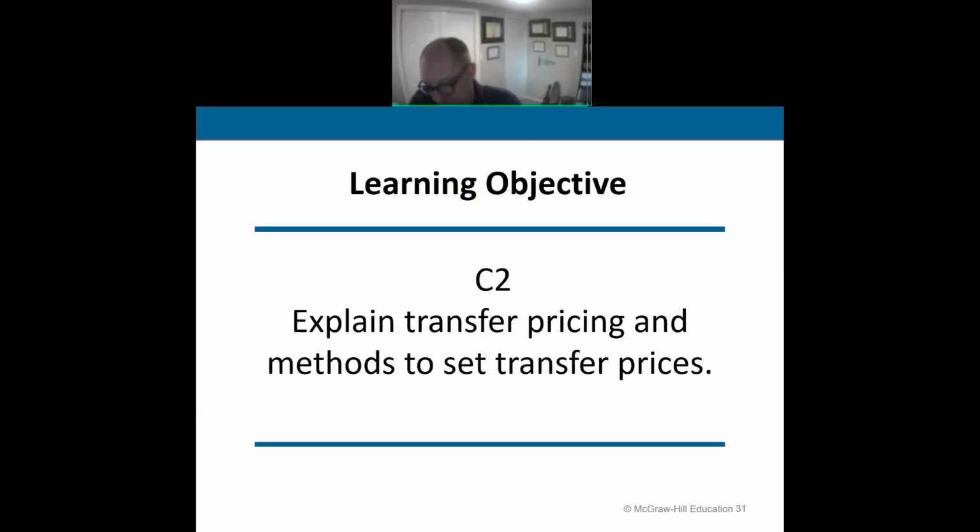Okay. We talked about cost centers. We talked about profit centers. We talked about investment centers. We talked about departments, regions, etc. Now I want to talk to you about this thing called transfer pricing specifically.